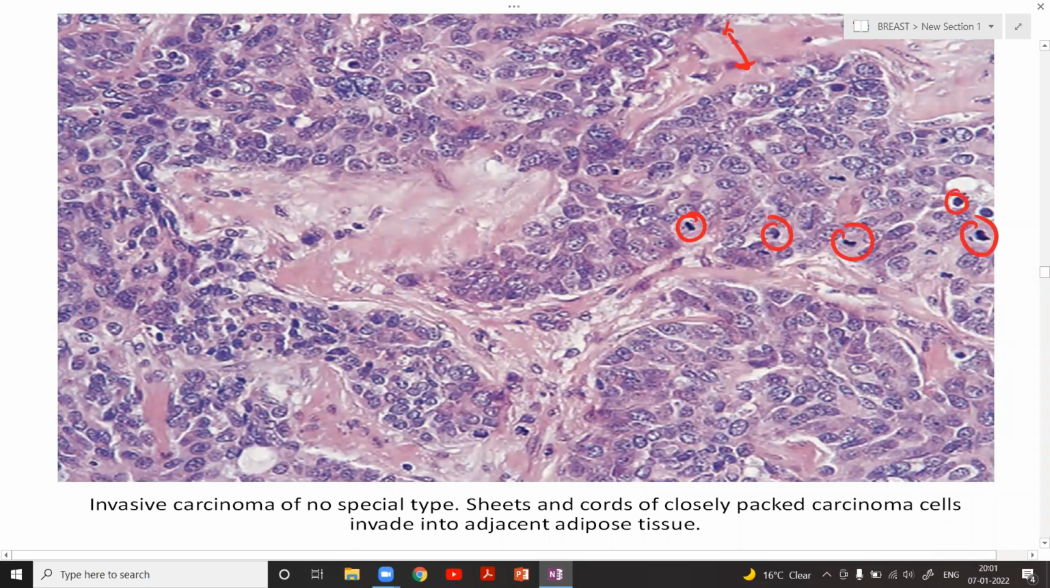Yes, this pattern classically, if I ask you what is the Nottingham grid, will you be able to say there is a lot of mitotic figures? So I will give grid number 3 over here. Tubule formation is not seen. Again, grid 3 I am going to give.